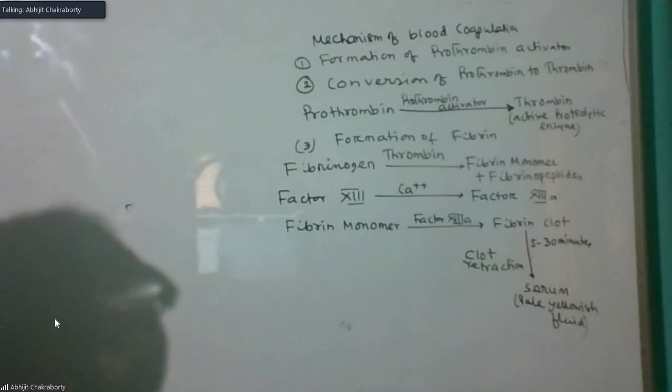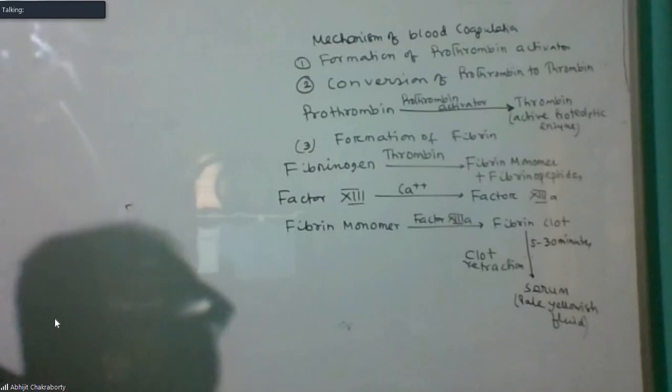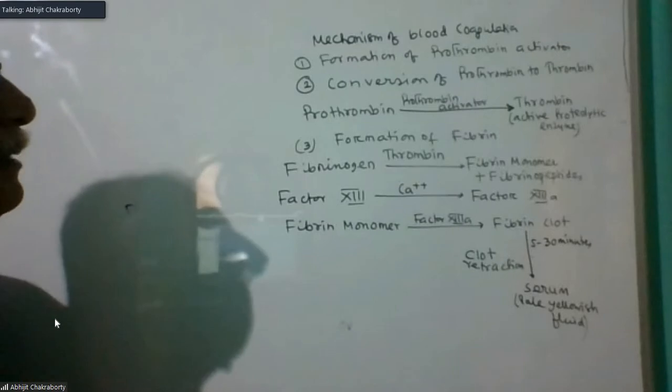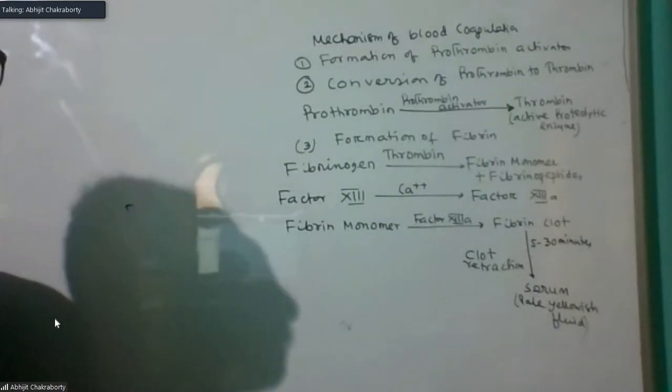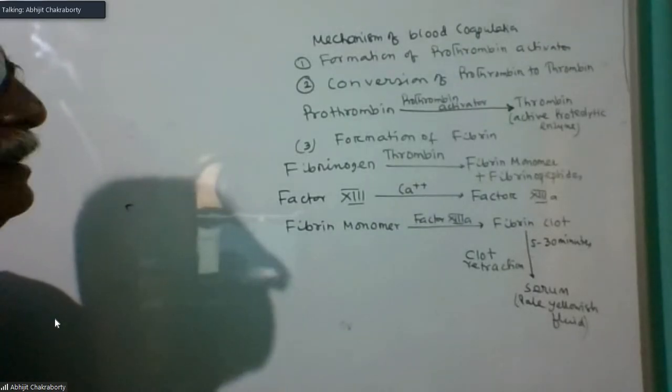Fibrinogen in the presence of thrombin gives fibrin monomer plus fibrinopeptides. Then factor 13 in the presence of calcium ion becomes active factor 13. In the presence of active factor 13, fibrin monomer forms the fibrin clot. Now it is insoluble.